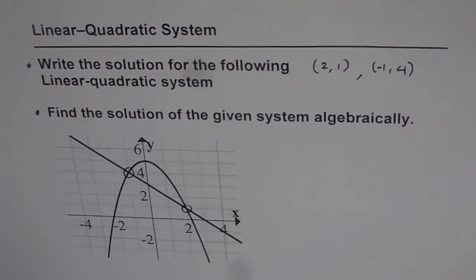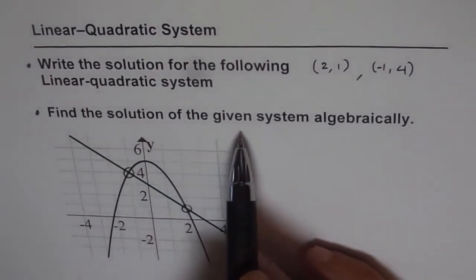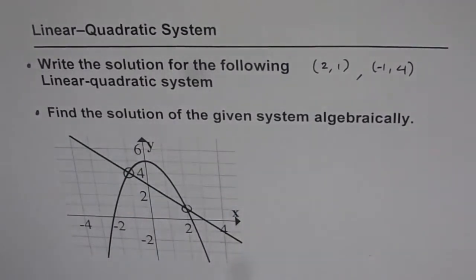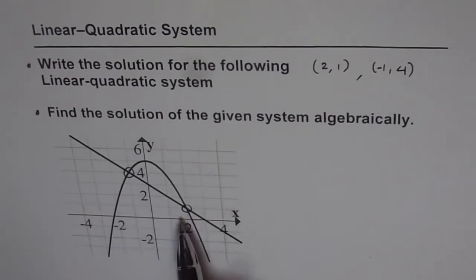Now part B is find the solution of the given system algebraically. So my idea is that with this example, let me explain quite a few points. So one, we have already found the solution looking at the graph. Now, how to find it algebraically? To find the solution algebraically, we need to write equations for both the parabola and the line.